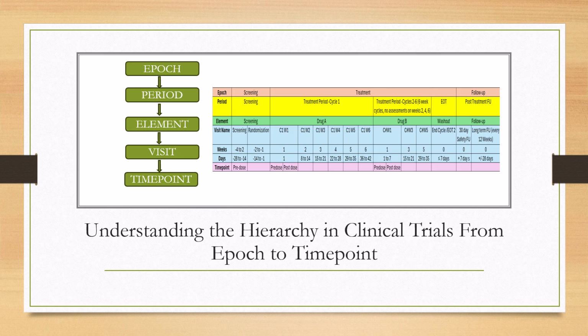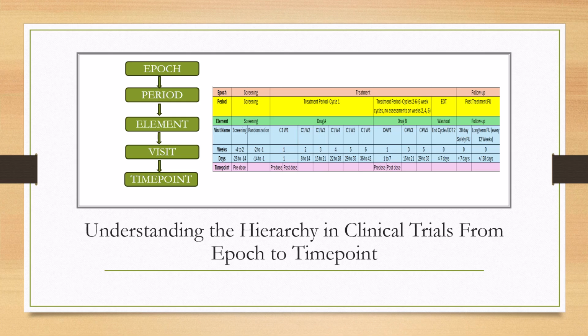And if you see here in this study, under the treatment epoch, we have multiple periods. That is, you might understand as period 1, 2, and 3. So here period 1 is the cycle 1 treatment period, and period 2 is the cycle 2 to 6 treatment period.